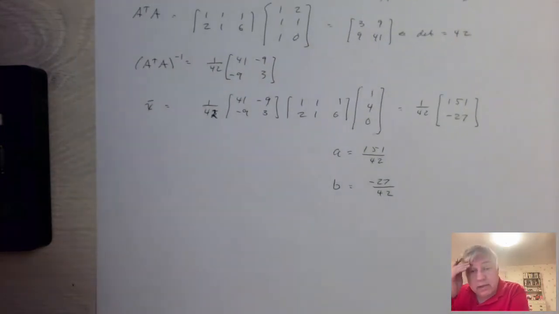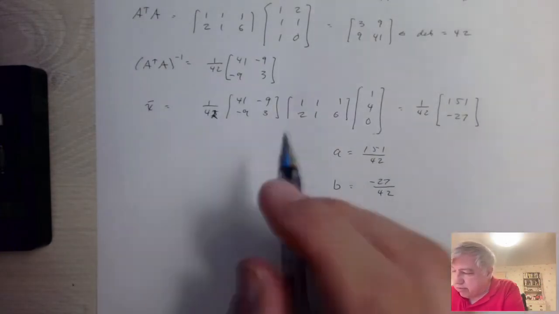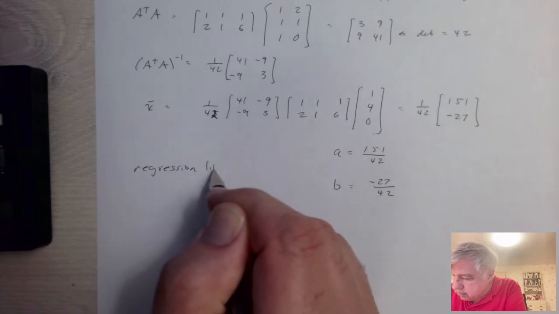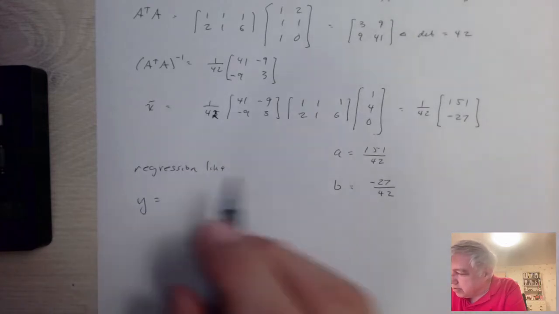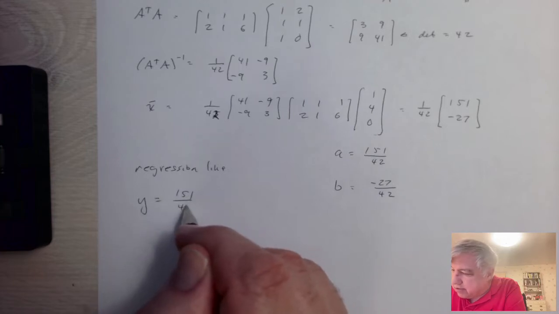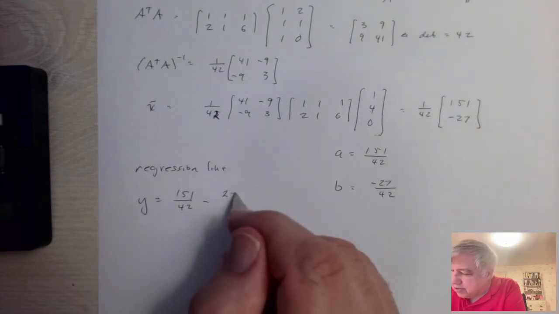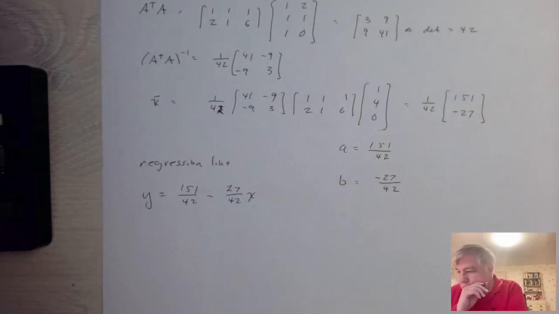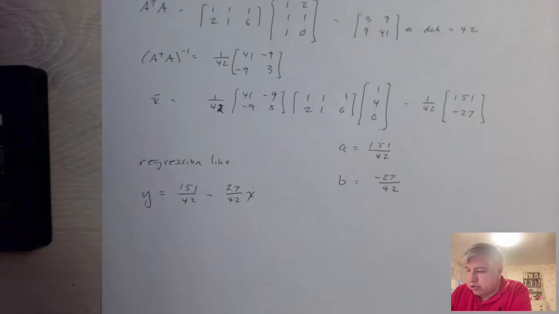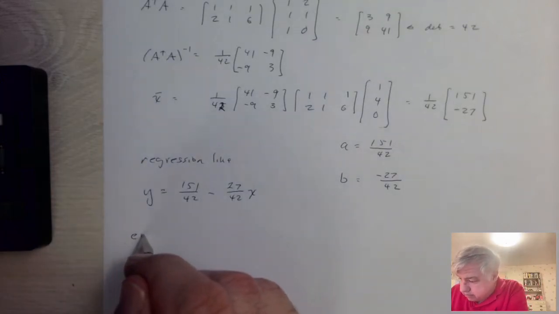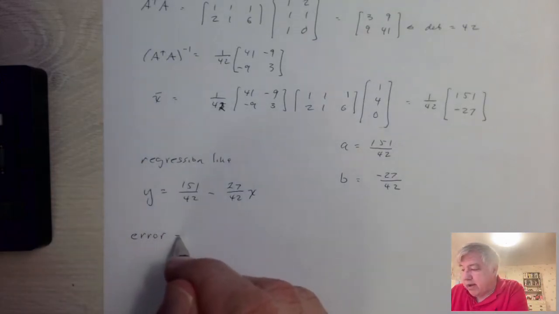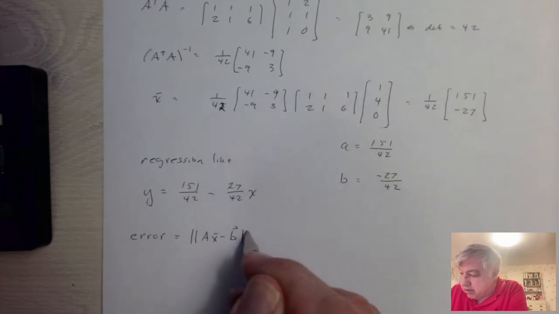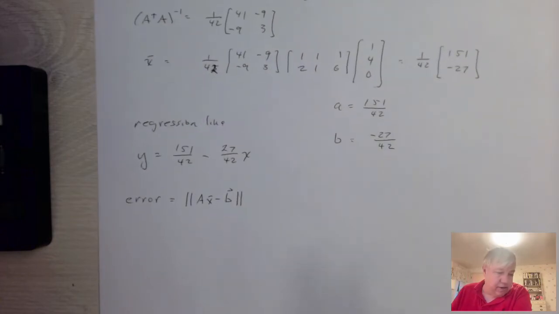Okay, so the regression line would be y is equal to 151 over 42 plus, or I should say minus, 27 over 42 times x. Okay, now let's suppose we wanted to actually compute the error, and by error we mean the length of A x bar minus b. Okay, well, we just go ahead and compute it.